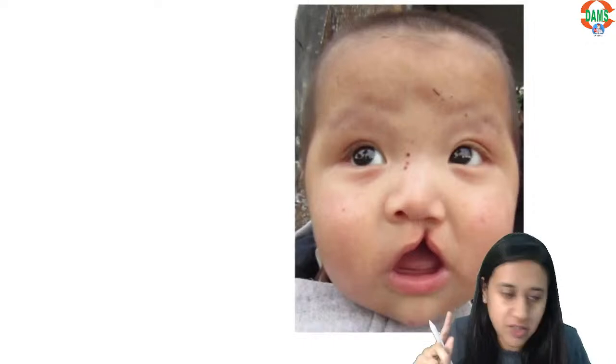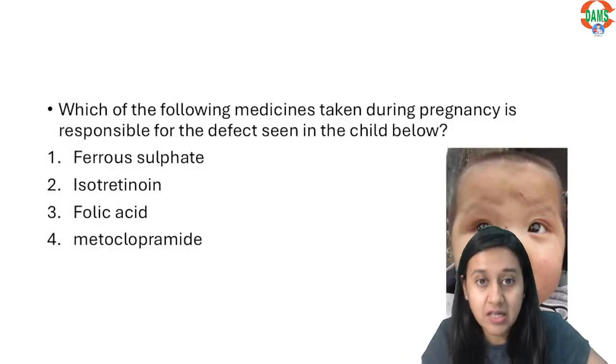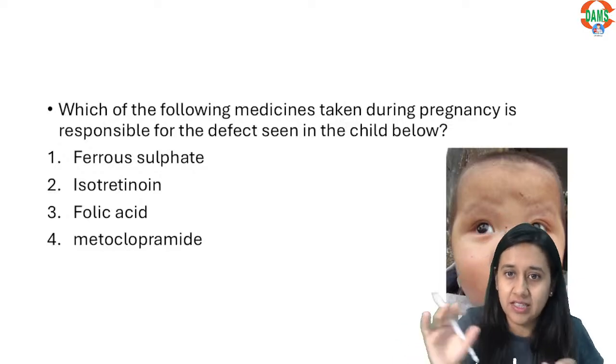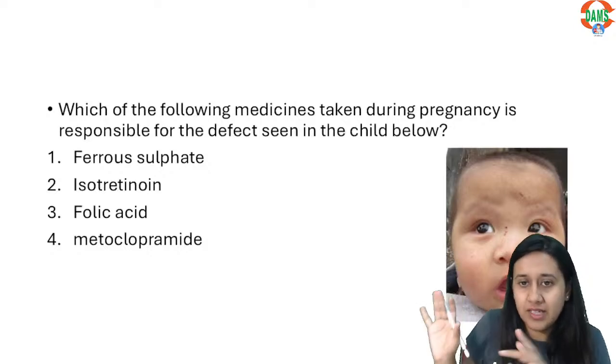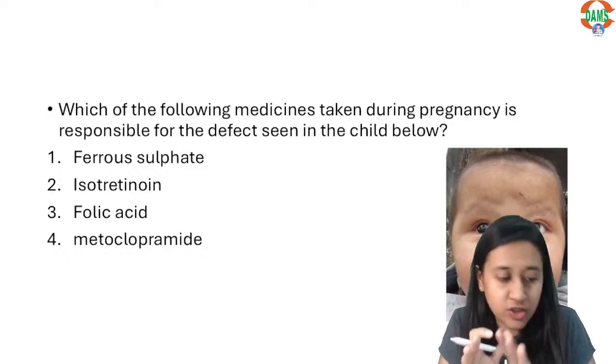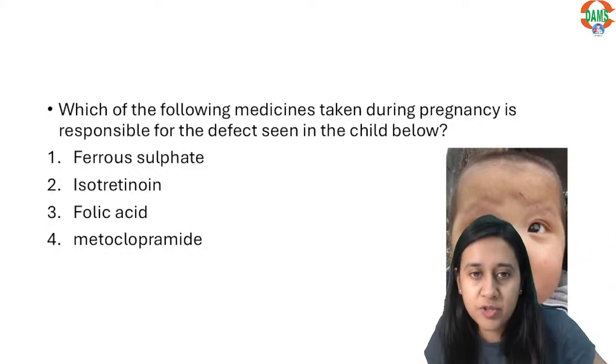This is a clinical picture attached to the question, and the question is, which of the following medicines taken during pregnancy is responsible for the defect seen in the child below? You can see a child with a cleft palate and a lisp. Now they're asking you which of the following medication can cause this kind of condition among the options provided.